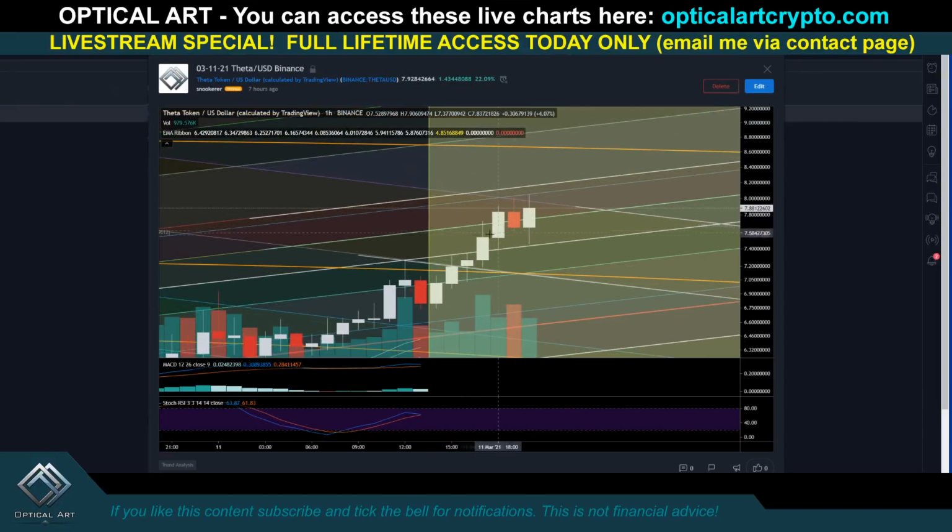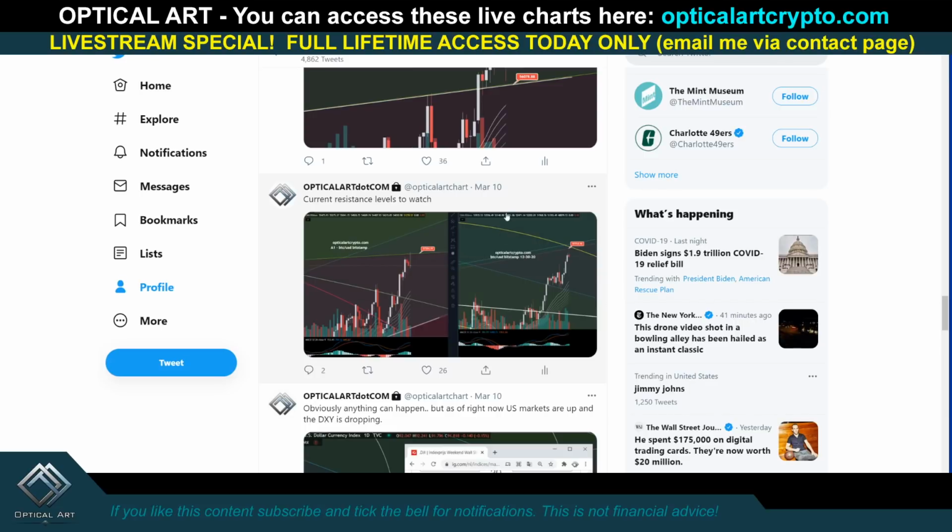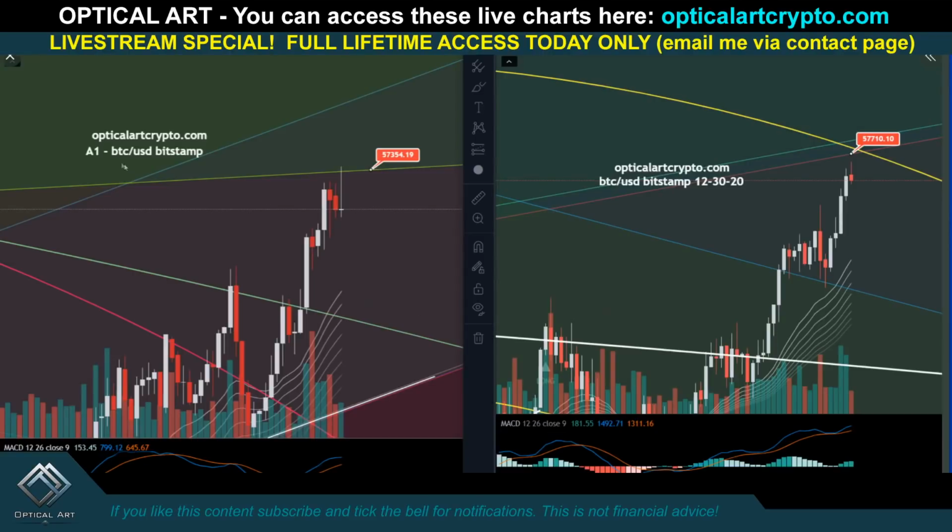And again, this is just showing you how accurate this has been, the published version. This was a tweet I made. This was March 10th, so this was yesterday. I was saying current resistance to watch. This was the A1 chart, and this was also the Bitstamp 123020. Notice I was referencing we hit this red trend line at 57,710, and we also had resistance here at 57,354.